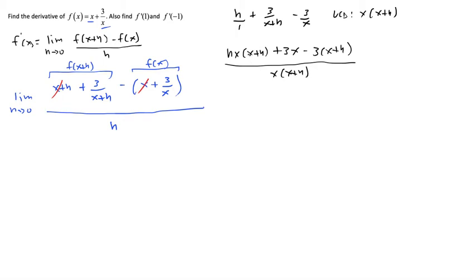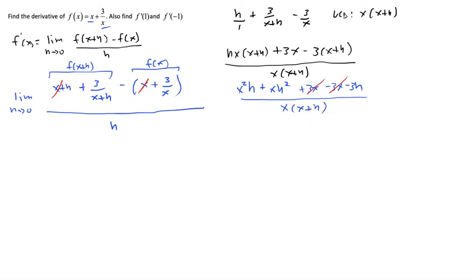And what happens here? Well, these cannot combine. So this is minus 3x minus 3h. So let me go ahead and write that again. So we get x squared h plus xh squared. I'm going to multiply these two together. Plus 3x minus 3x minus 3h. All over the denominator. And once again, the only thing that happens here is that these two terms do cancel out.